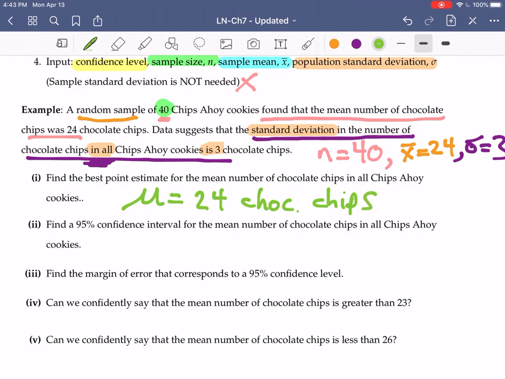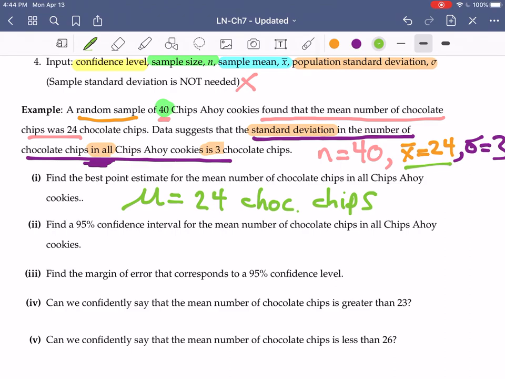So in the sample, the average, the mean was 24. So I'm guessing for the population, if I can only choose one number, my guess is it's 24. That's probably not the right number. That's why from this point estimate, we build out a confidence interval. We get this interval of values that we have a lot more confidence in.